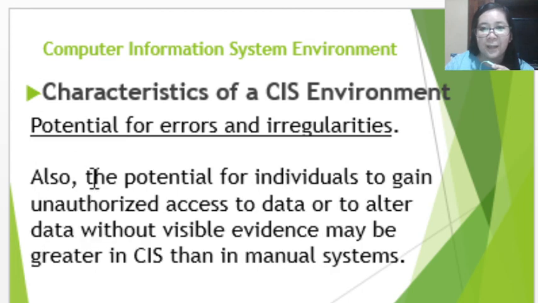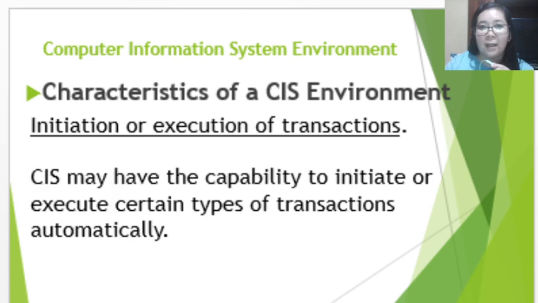irregularities. So also the potential for individuals to gain unauthorized access. This is fraud, of the data, or to alter the data without visible evidence. This is greater in CIS than in the manual system, because in the manual system there are audit trails, or documents that need to be included first before the data can be altered. Unlike in the CIS, even if there is no input document, they can easily alter or change the data.